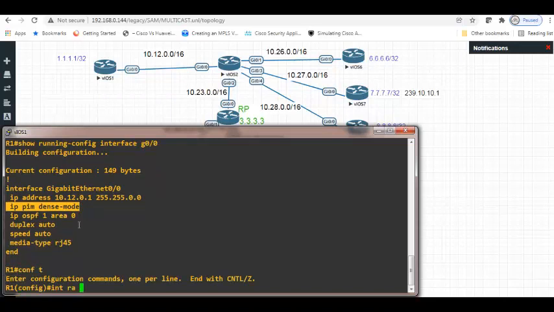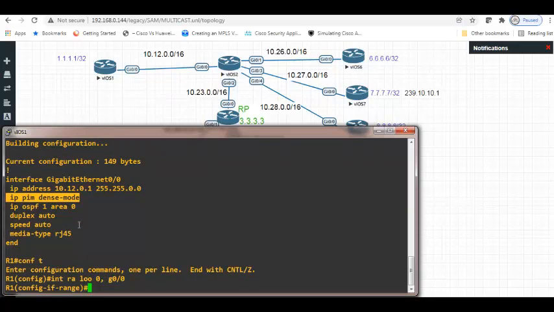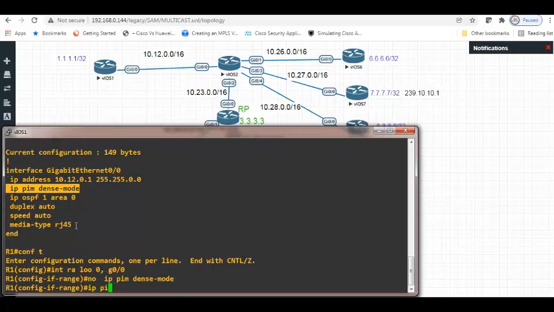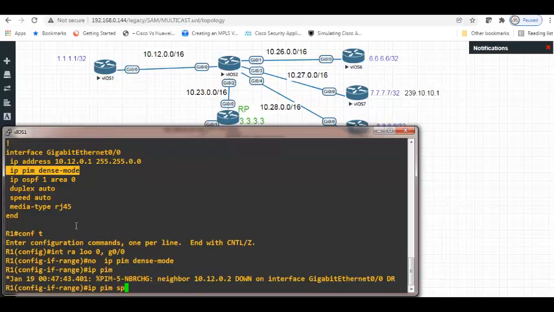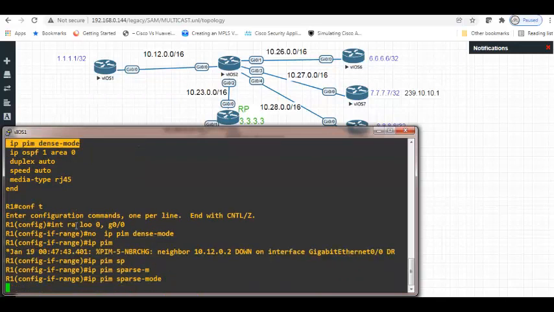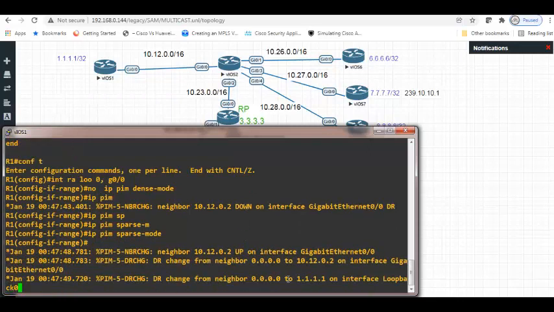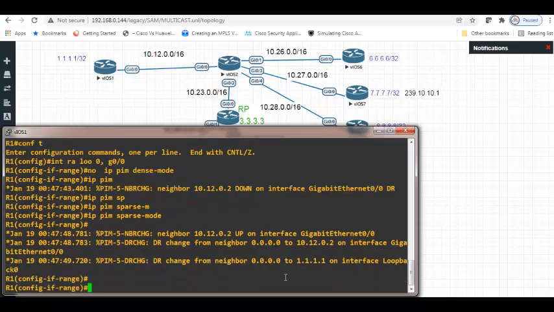Interface range loopback 0, G0/0. No ip pim dense-mode. ip pim sparse-mode. So I lost the PIM neighbor, and now the neighbor has come back again. No, the neighbor has not come back. It didn't find the neighbor because the other side is in dense mode. Sorry, the other side is dense mode and this side is sparse mode. Now let's copy this to a notepad.